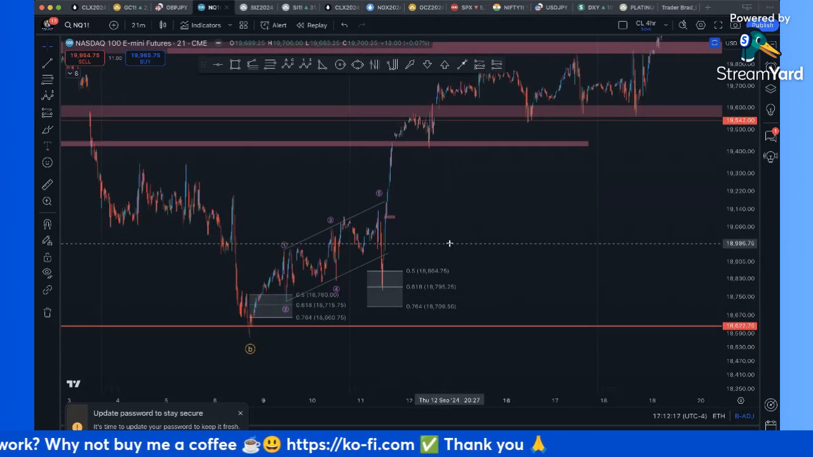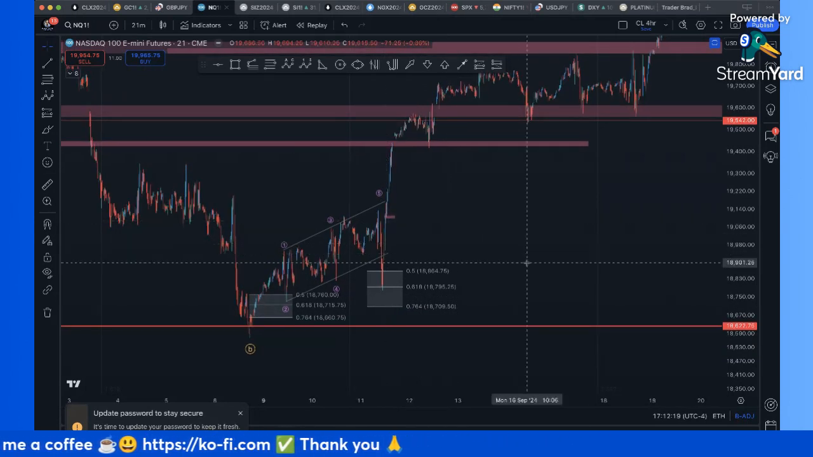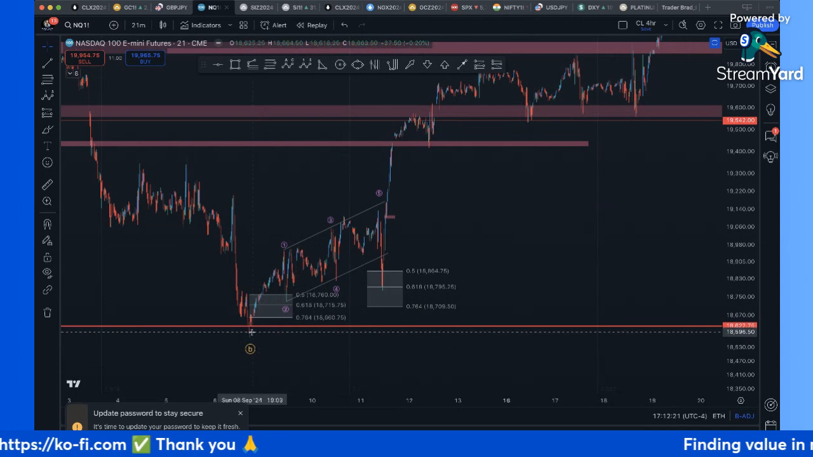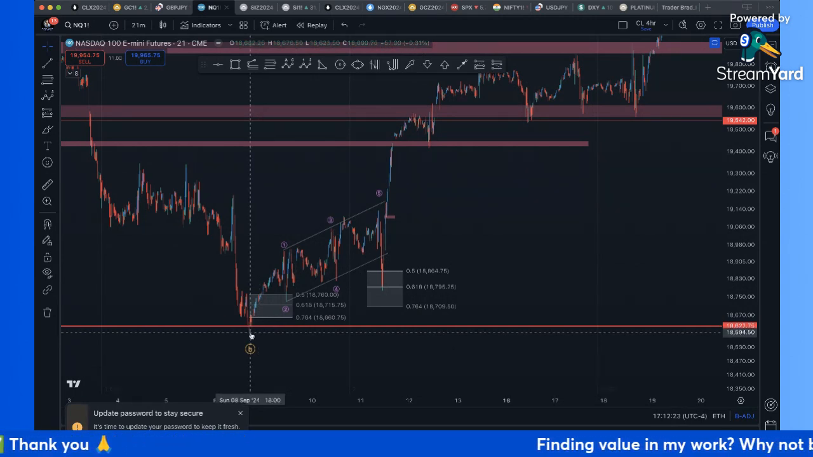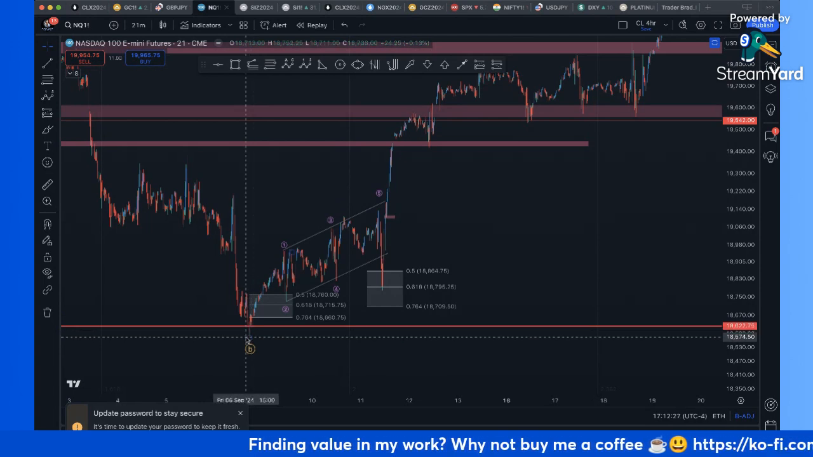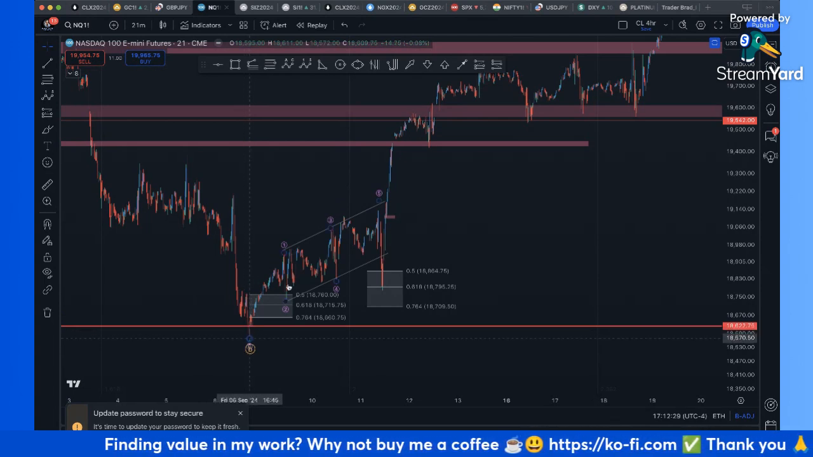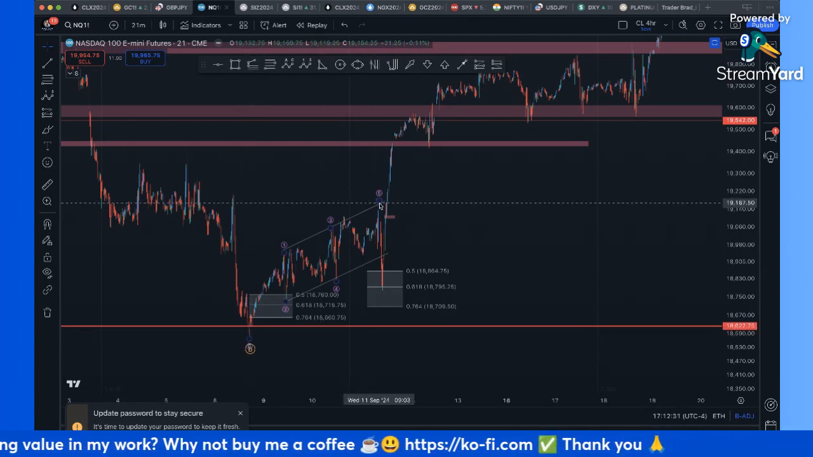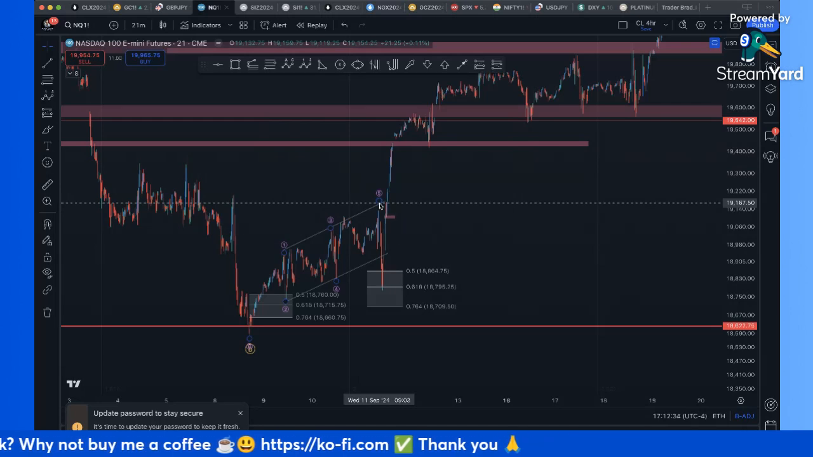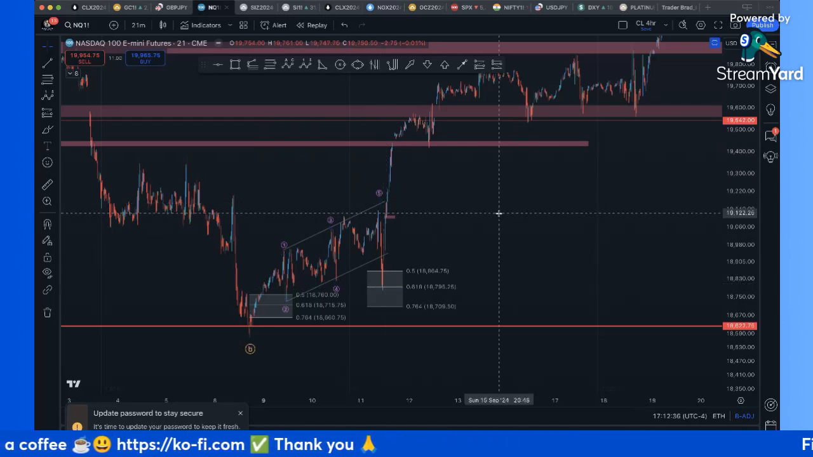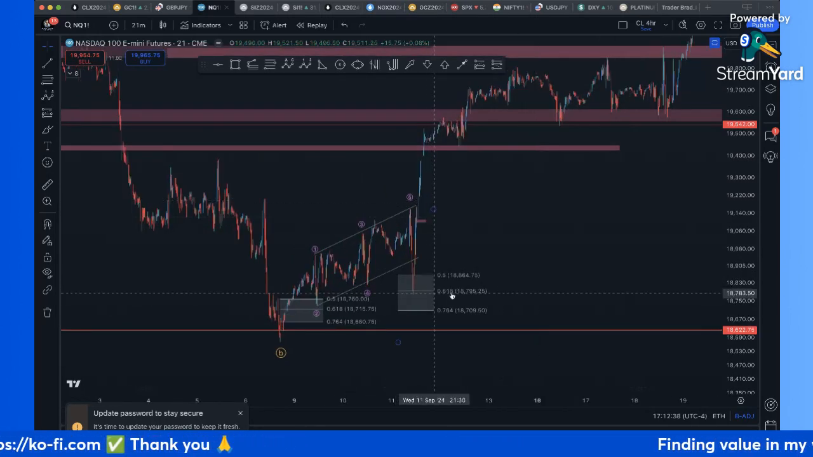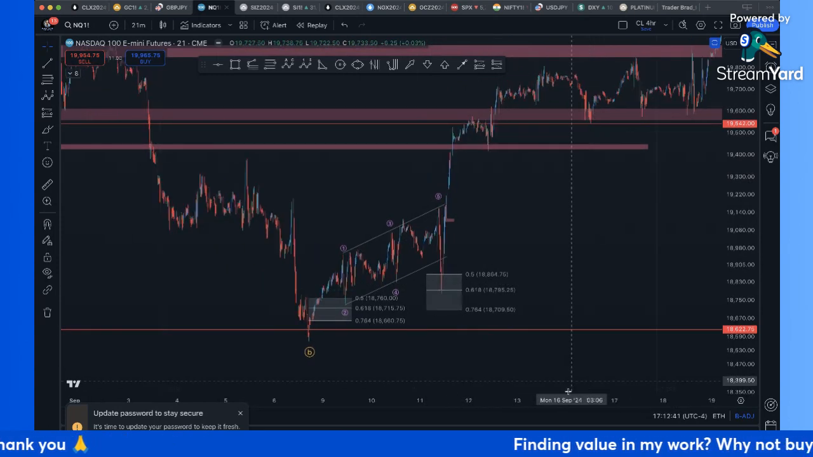You can just see how I measured it. I want you to practice on your own Nasdaq chart. Go back to Sunday, September 8th. Put your retrace tool at the bottom of that move, and then put it at this swing high, which is on Wednesday at 9 a.m. And watch for yourself to see how price came down and hit a Fibonacci level right on the nose.